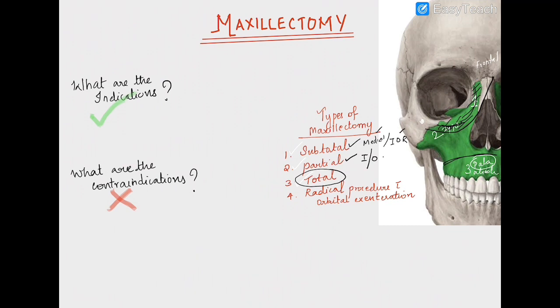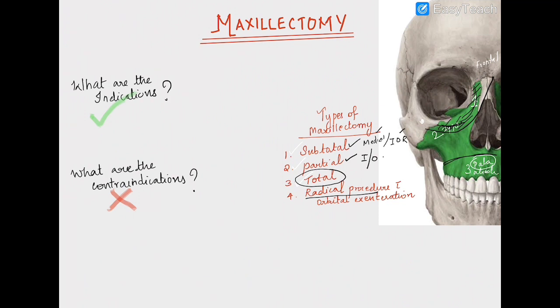The final type is the radical procedure with the orbital exenteration. This is the procedure usually done when the tumor is going to invade the orbital contents or when the tumor is going to be in the ethmoidal sinus along with the maxillary sinus. So the entire maxillary bone will be removed here along with the removal of the tumor from the ethmoidal sinus as well as from the orbital region. So this is called the radical maxillectomy procedure along with the orbital exenteration. So these are the four types of maxillectomy.